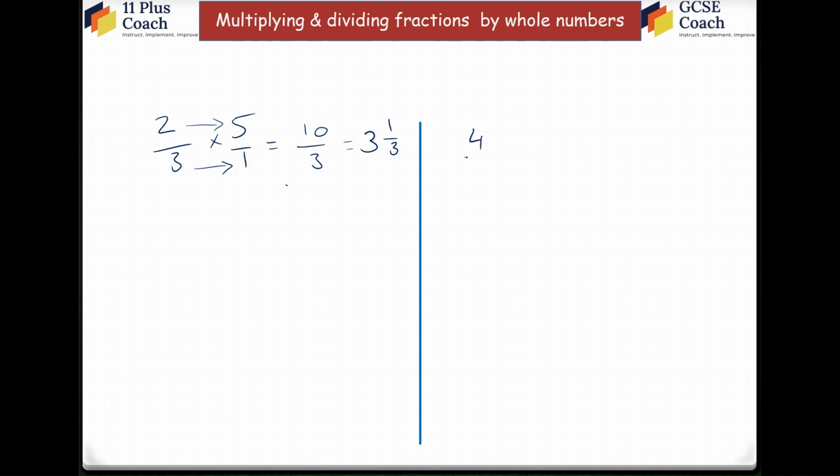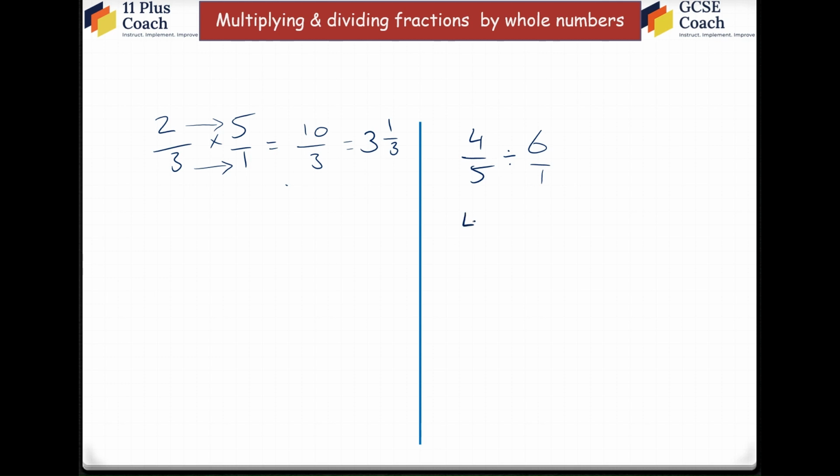And just to give one example on division, let's say, random example, 4/5 divided by 6. Maybe you can pause the video and have a go at this question before I show you the answer. So what would you have done? So remember, when you have a whole number, put 1 underneath it to make it look like a fraction, and then do the division method, which is KFC.